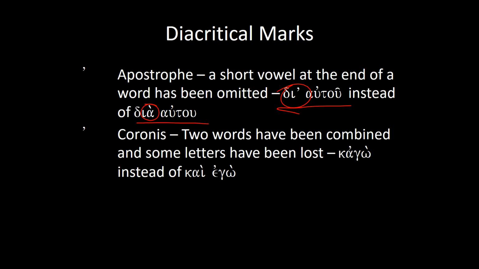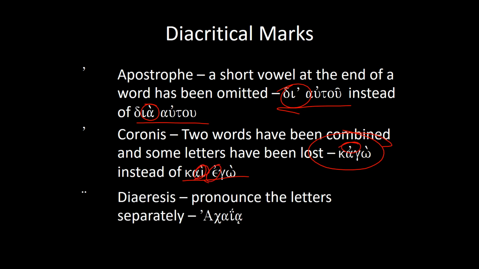There's one called a coronis, and I don't care if you know what these words are, just know what they are when you see them. If you've got a couple of words and you smash them together, you join them together, such as kai ego, and I, and you want to stick it together, smash it together like the Greeks would do, into kago. We're going to stick it right there to say, hey, something happened. And then there's a diaeresis. This little mark right here tells us you're going to pronounce each letter separately. You're not going to pronounce it like a diphthong.